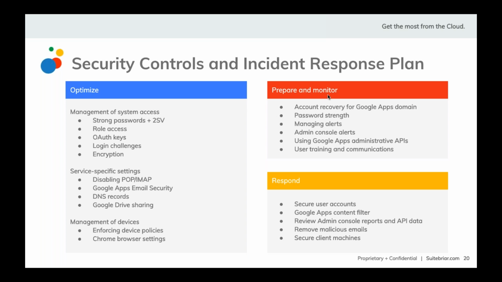The prepare and monitor section is where we start to look at making sure that your admins have the tools available to them to get alerts and get notifications when things occur. And then respond is that incident response planning section where everyone in your IT department has access to the tools that they need to be able to respond to any attacks that may occur.